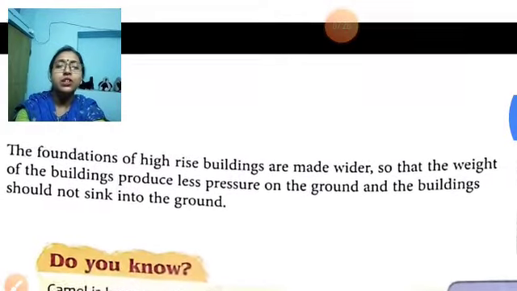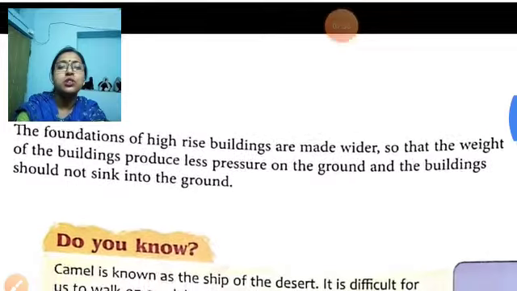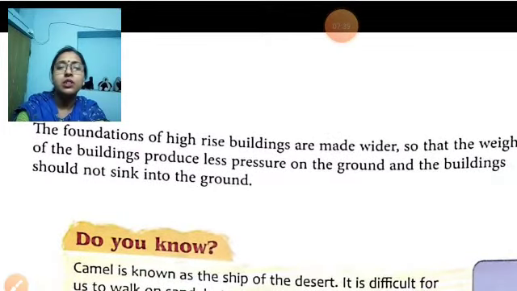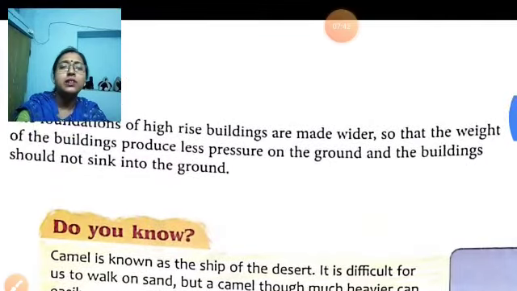The foundation of high-rise buildings. Nowadays, buildings are made wider so that the weight of the building produces less pressure on the ground and the building should not sink into the ground. So that's why nowadays buildings are made wider, so that the weight of the building will produce less pressure.